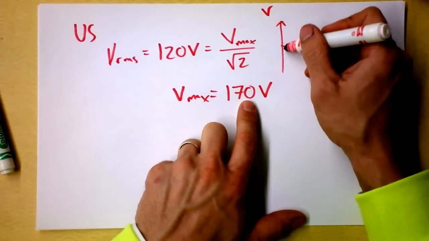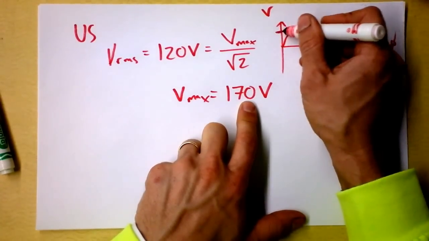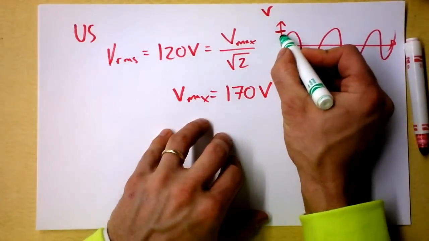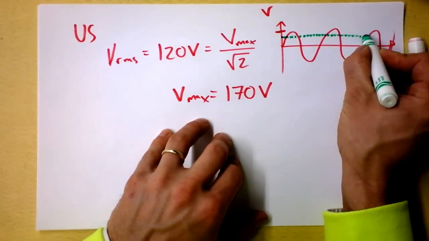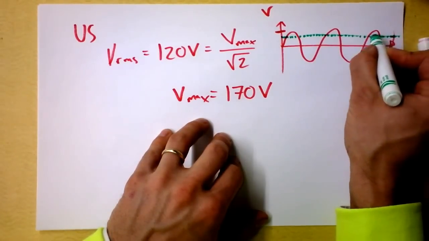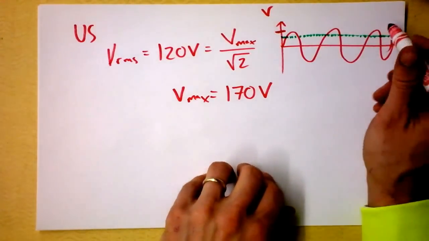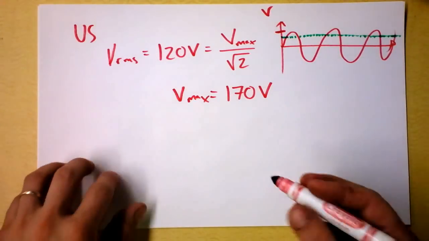Here's voltage as a function of time, and it's making this sine graph. The maximum value is 170, but the RMS is 1 over root 2 of that, so the RMS is like right here. That's the RMS voltage. And of course, it's not the same thing as the average, because the average voltage is 0, but it's a way to indicate to us the amount of voltage that is there on a root mean squared kind of level. I don't know any better way to say it.